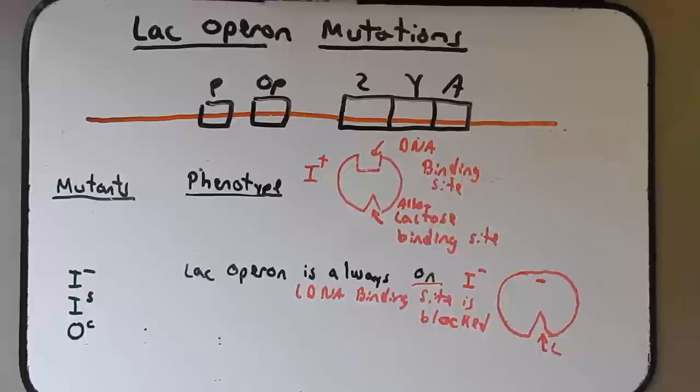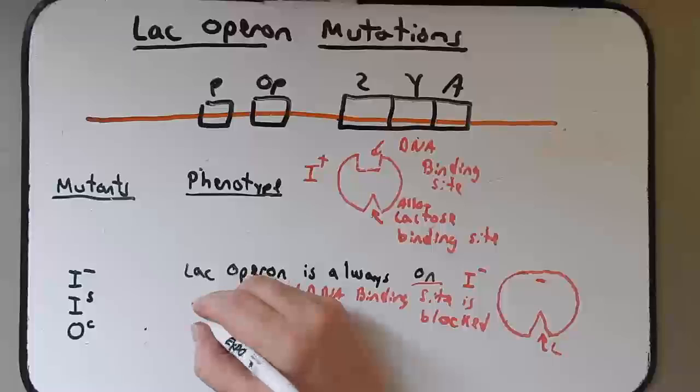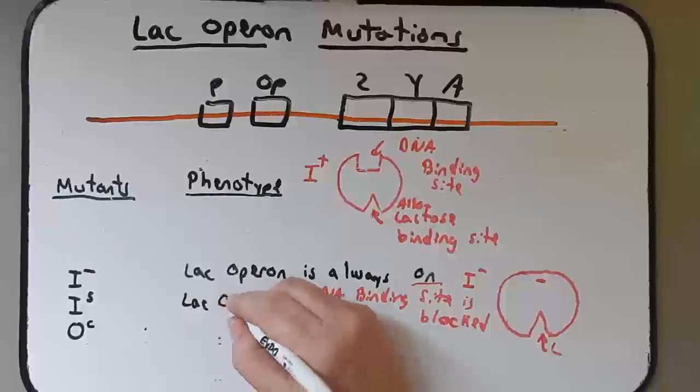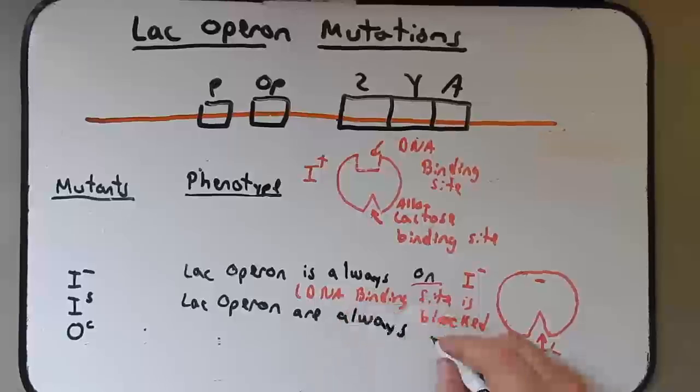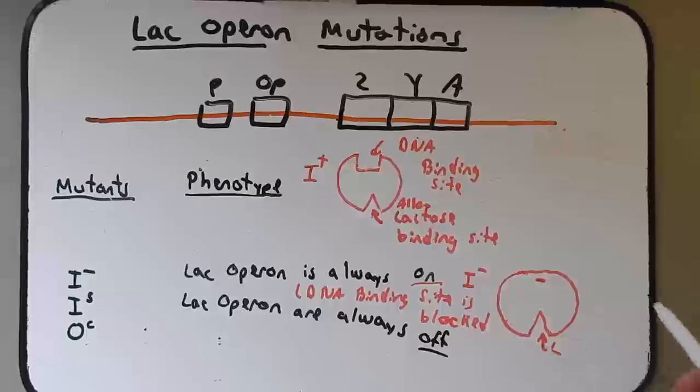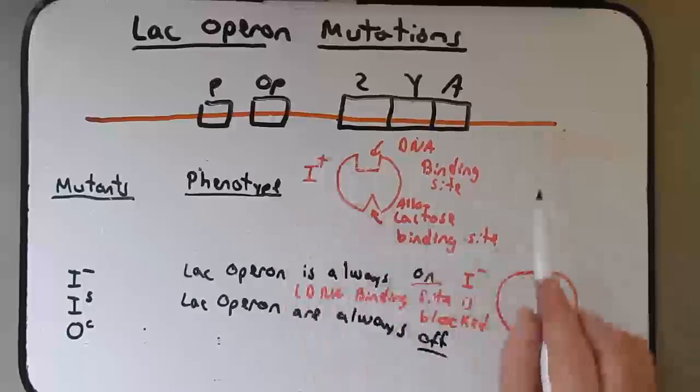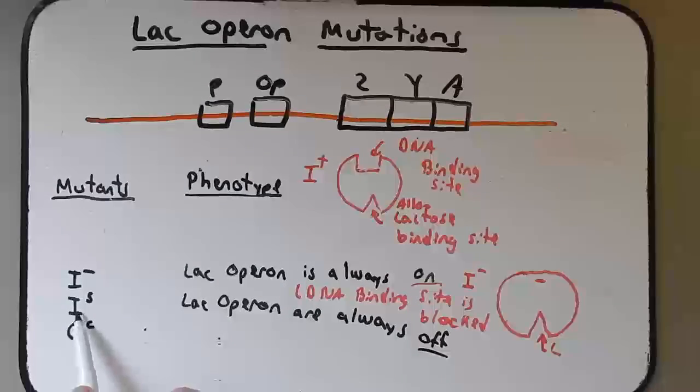Okay. Next, let's talk about LAC-S. LAC-S is the opposite. You can think of the S as being super. It's a super repressor. LAC-S, the LAC operon, that is the gene Z, Y, and A, are always off. If lactose is in the cell, if lactose isn't in the cell, doesn't matter. These genes are always off in the mutant LAC-S.